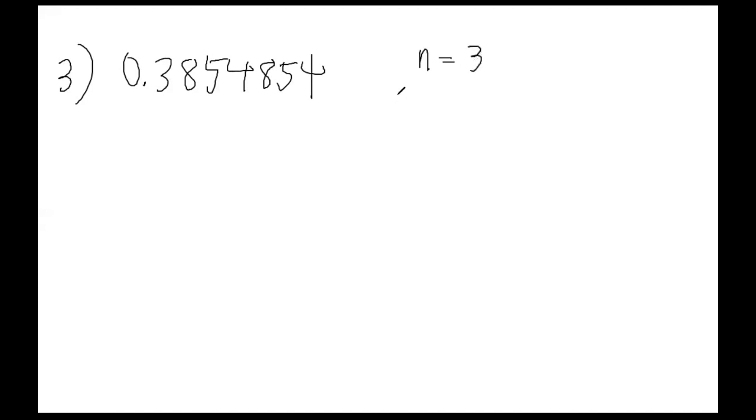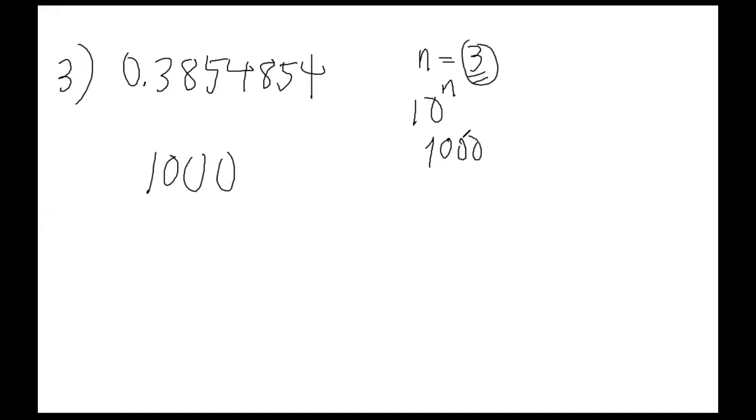For number 3, we have 0.38 something 5454. 854 pala, sorry. Okay? So, ang ating n dito is 3. So, ang ating multiplier would be 1,000 kasi 3. Okay? Huwag nyo nang isipin yung 10 raised to n. Isipin nyo na lang na kung ano yung 3 mo, yun yung number of zeros mo. So, 1, 2, 3 zeros. Okay? Sa mga nalilito. 1,000x is equal to 3 zeros, so 3 decimal places.